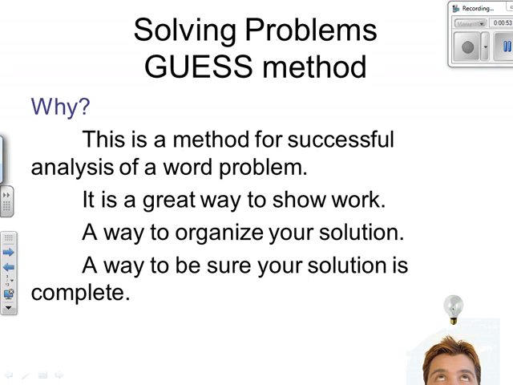Alright, solving problems using the GUESS method. These are just a couple reasons of why we use the GUESS method. GUESS stands for given, unknown, equation, substitute, solve. We'll discuss that in more detail here in a little bit. But it's a method of successful analysis of a word problem. Great way to show your work. Great way to organize the work that you show. And it's a way to be sure your solution is complete.